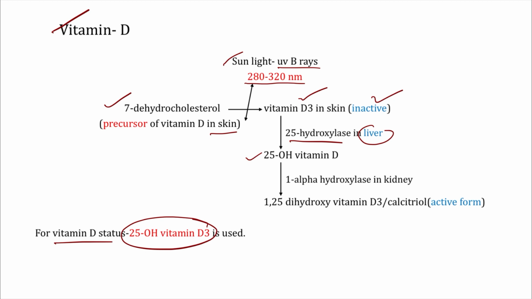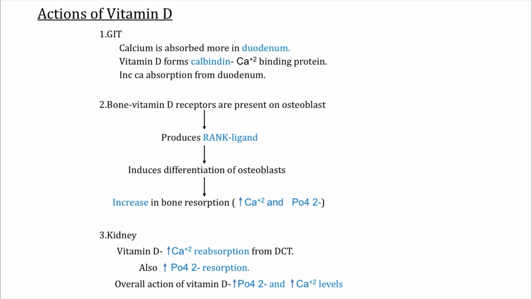Now this 25 hydroxy vitamin D will move to our kidney. Why, sir? Because in the kidney we have one very important enzyme, 1-alpha hydroxylase. This enzyme will convert the 25 hydroxy vitamin D into the most active form of vitamin D, that is 1,25 dihydroxy vitamin D3, also known as calcitriol. So the form of vitamin D which is present in the kidney, the calcitriol, is the most active form of vitamin D. Very important.